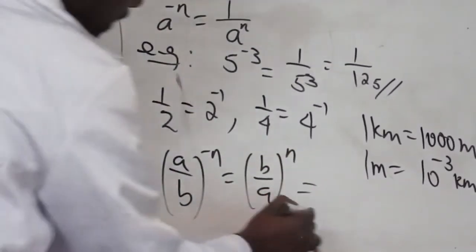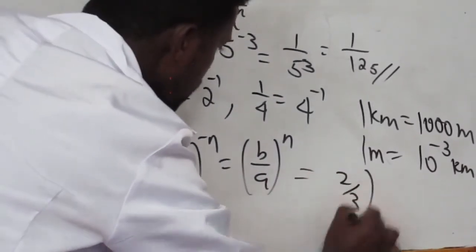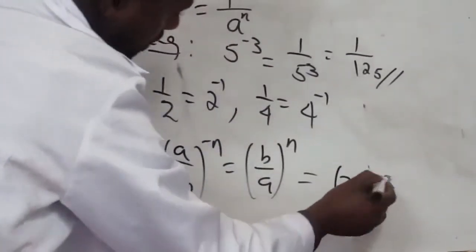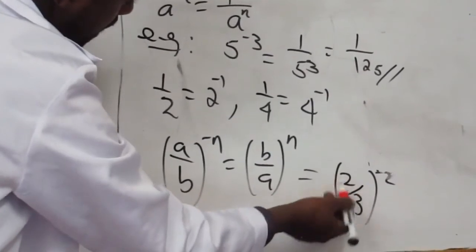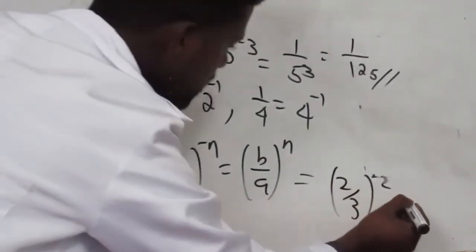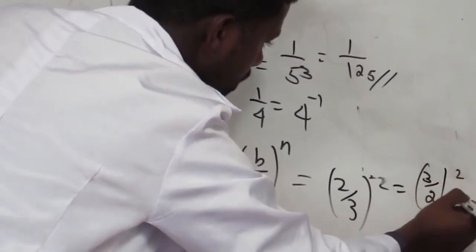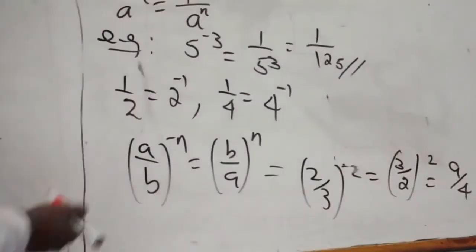For example, let's see such numbers. 2 over 3, the whole to the power of negative 2. This means you can invert, or reciprocate, the inner fraction, which is equivalent to 3 over 2 the whole squared, which is 9 over 4. You can check it by yourself.